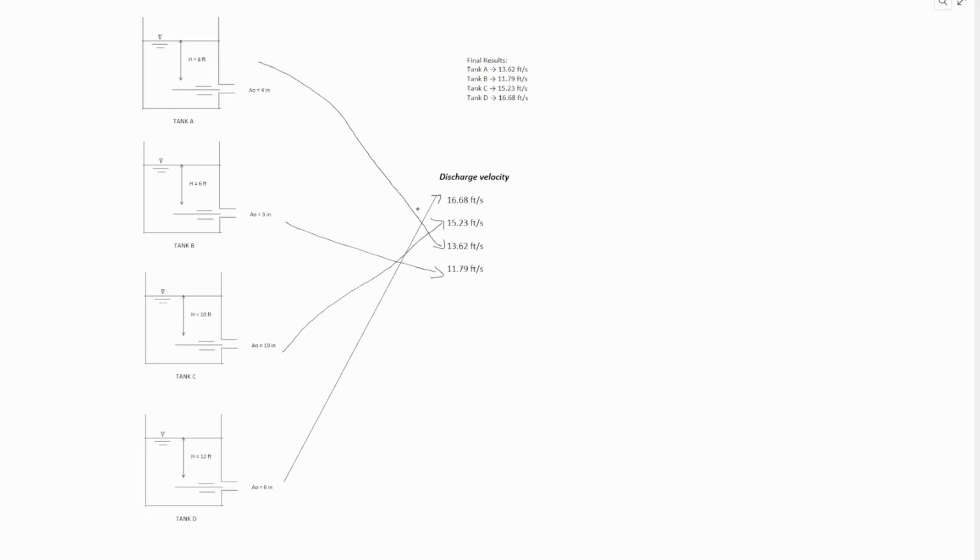So if you notice very carefully, the velocity is directly proportional to the water head. The least amount of water head is 6 feet, and that has the least discharge velocity among all the 4 given velocities. The highest height is 12 feet and that has the highest discharge velocity, which is 16.68 feet per second. So what I'm trying to tell you is the discharge velocity is directly proportional to the water head in this case, because the velocity formula C times root 2GH is not dependent on the orifice area at all.